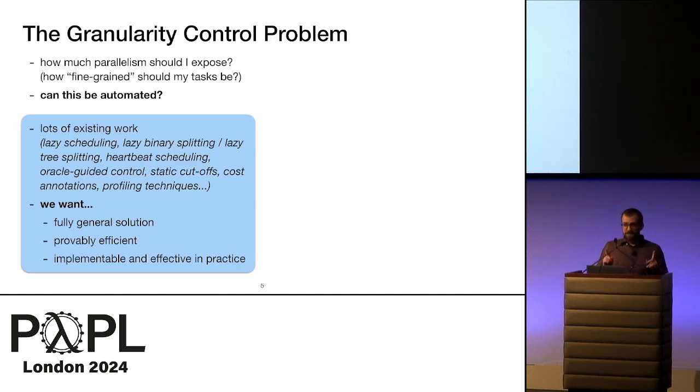And indeed, there is tons of existing work on this problem. We just listed a few examples here. But as far as we know, none of the existing solutions can get us these three goals that we want. We want something which is a fully general solution. We want something which is provably efficient, and what I mean by that is that even in the worst case, it's not too bad, with an actual guarantee by the language implementation that it won't be too bad. And we want something that's actually implementable and effective in practice.